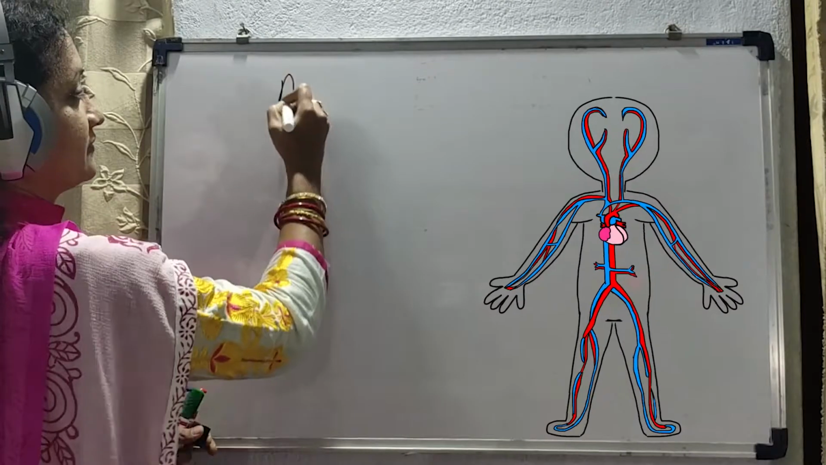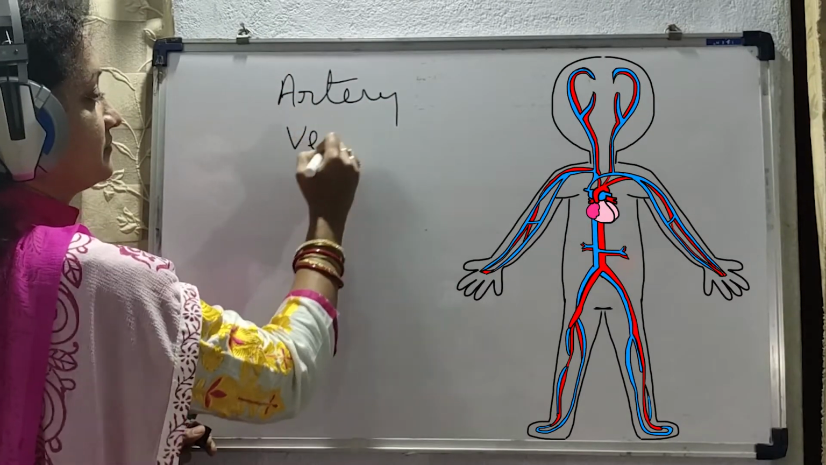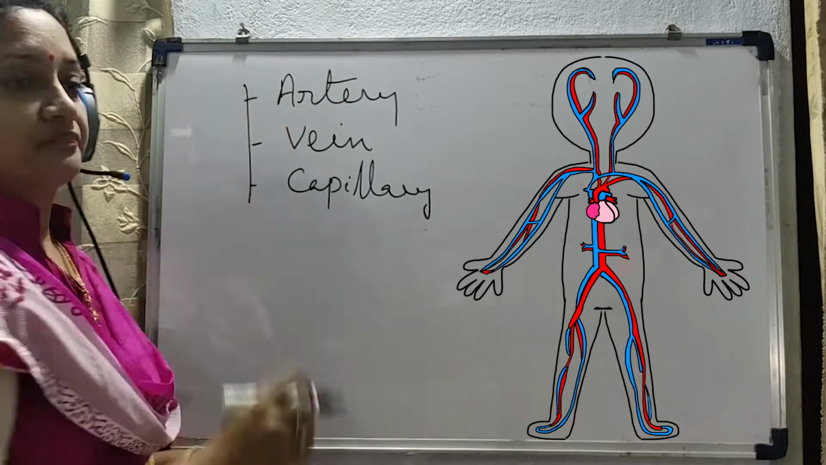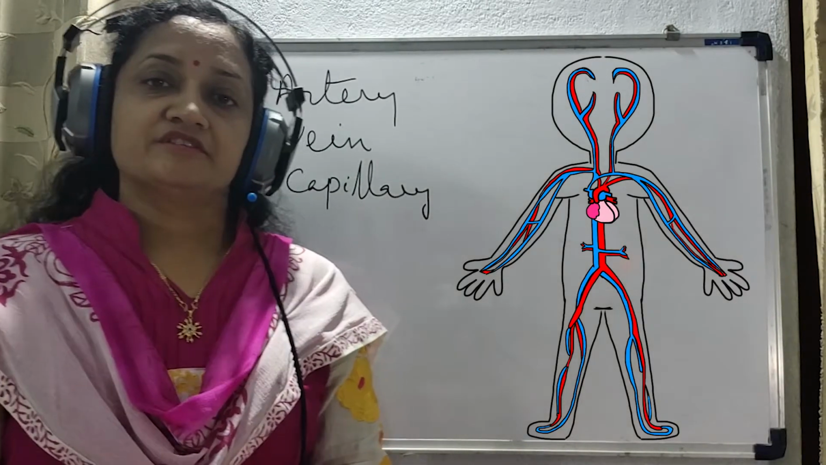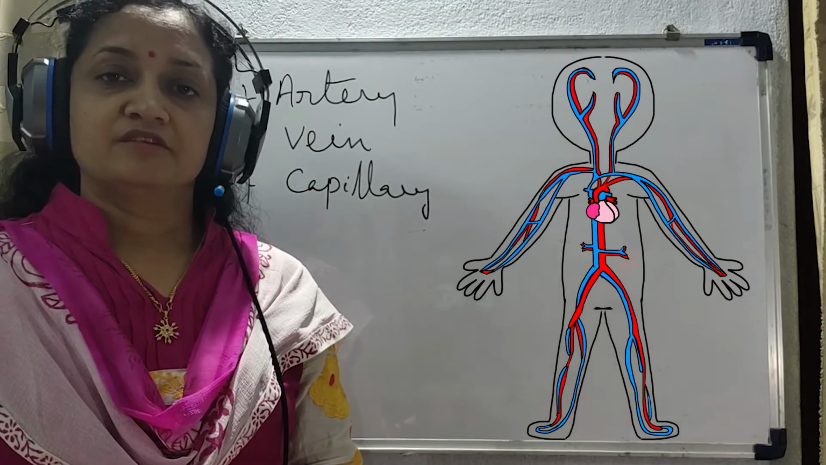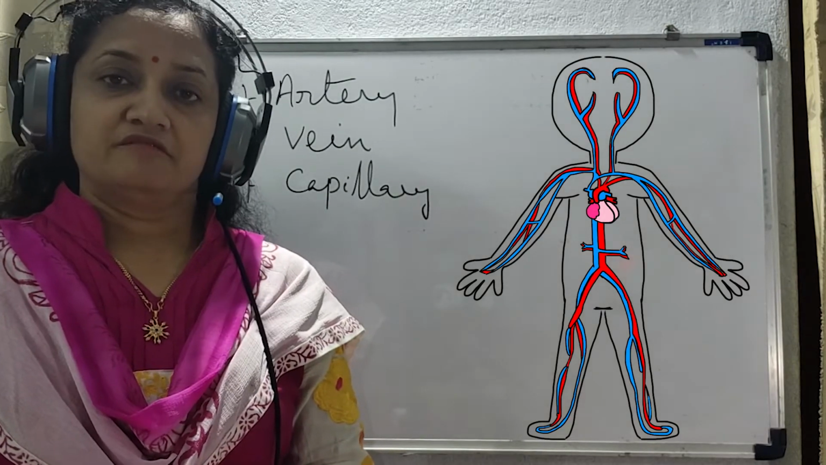We know that blood, which is known as the fluid connective tissue, flows through the blood vessels. So what are the types of blood vessels? These are of three types: artery, vein and capillary. Because blood is fluid in nature, it is transported from one part of the body to the other part through the blood vessels.